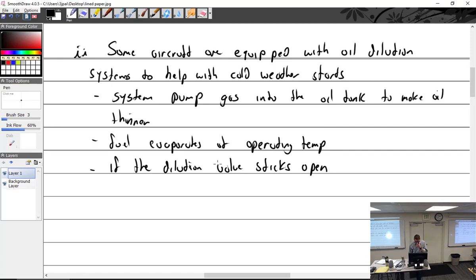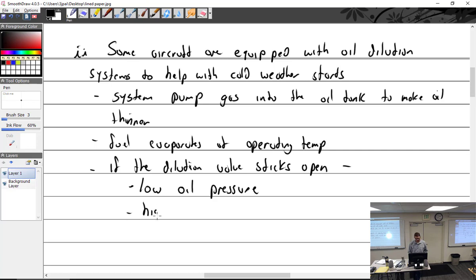Low oil pressure. You're going to get low oil pressure. Why low oil pressure? Because you're pumping gasoline. Think about going to the extreme. If you put gasoline in your oil system instead of oil, you would get very low oil pressure because those gears weren't designed to pump gasoline. So low oil pressure.